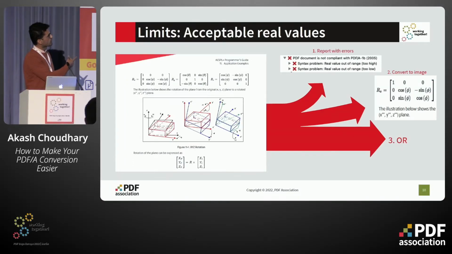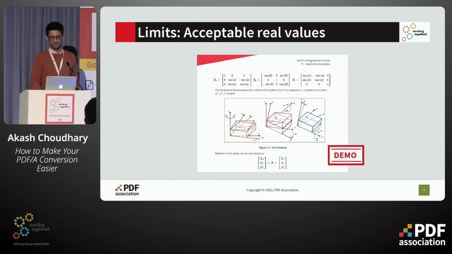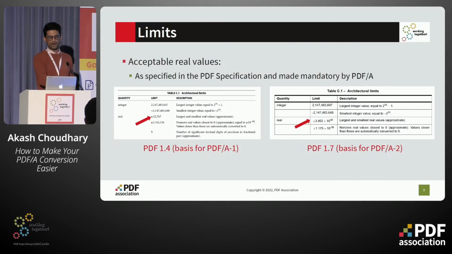In this, if you run this demo file, if you convert it to PDF A1, you will see that it has some syntax problems, and you can see it on the right-hand side topmost corner. There are some syntax problems which says real value out of range. In this particular PDF file, the high range was 65,000 something, plus 65,000, and the lower range was minus 44,000. And if we go back, we'll see that they are not in the range of the real values as shown here in PDF 1.4 specification.